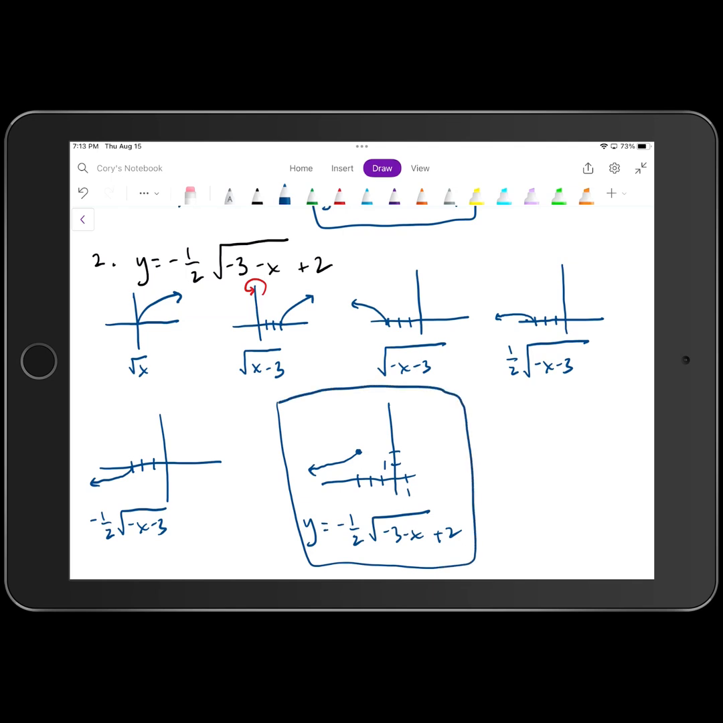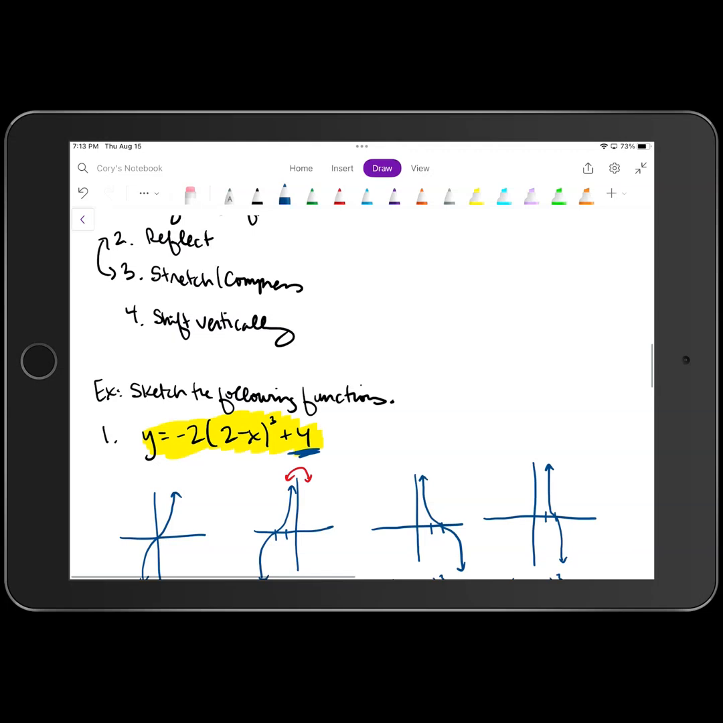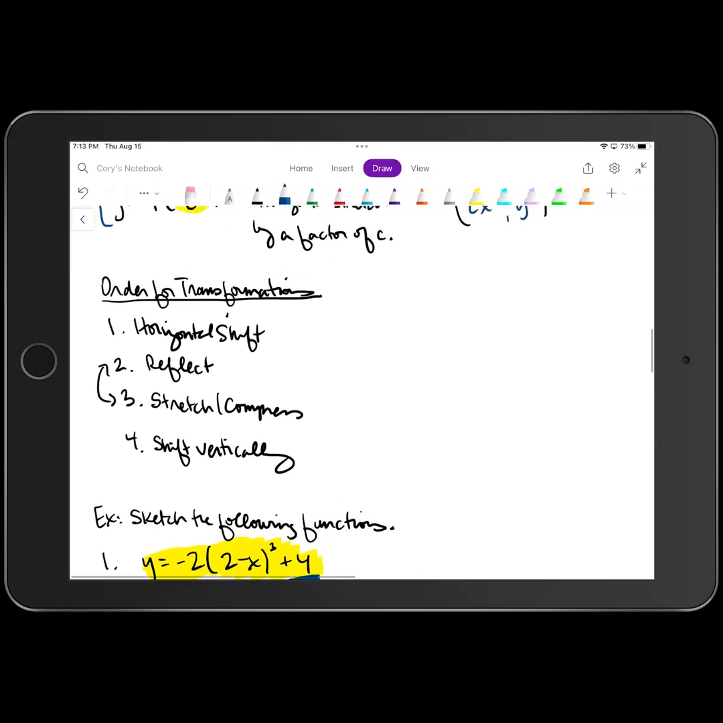Okay, so that right there is the graph of our final function. And again, this is as complicated as I can make one of these problems. As long as you follow the order listed above, you should be in good shape when it comes to graphing using transformations.